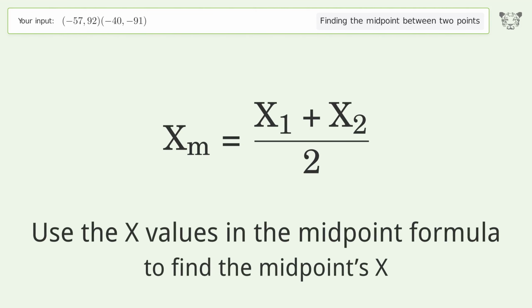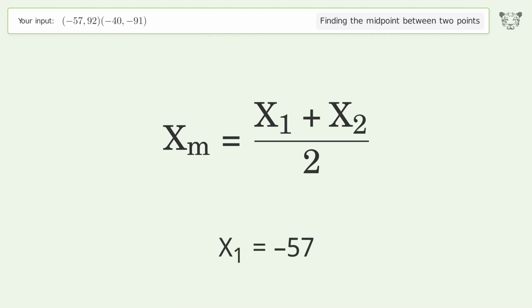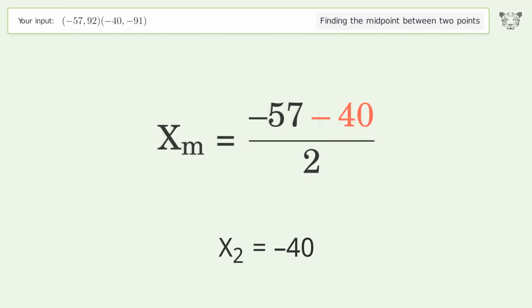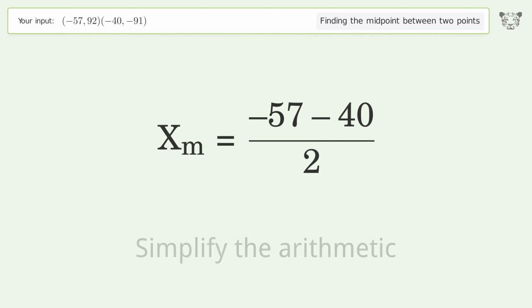Use the x values in the midpoint formula to find the midpoint's x. x1 equals negative 57. x2 equals negative 40. Simplify the arithmetic.